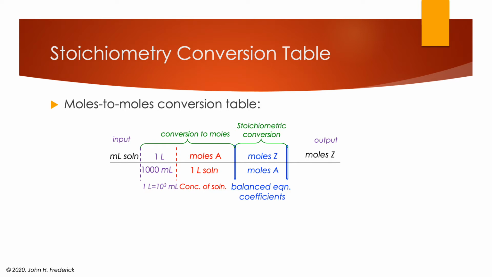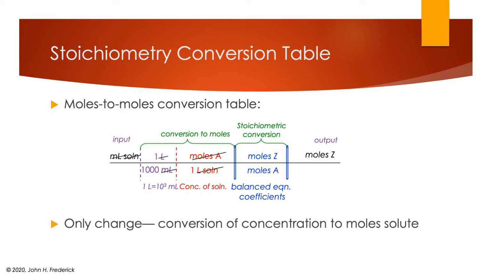So those two things fall under the heading of conversion to moles. Basically this is just a fancy way of saying that in order to get the moles to start with in this particular stoichiometry problem, we've got to do a little bit of work with the solution and the concentration to get to that number of moles. Then we can get to the stoichiometric conversion, which is the mole ratio, moles of Z to moles of A. Now you can see here we can cross out all of those units and we'll be left with moles of Z at the end when we're done. The only change in all of this is the conversion of concentration to moles of solute.